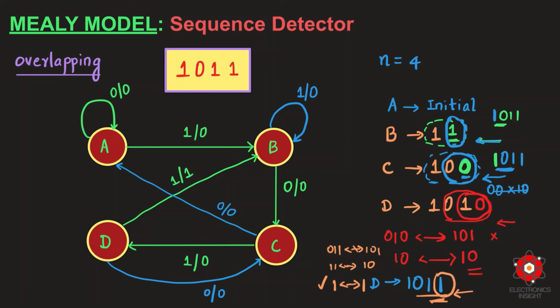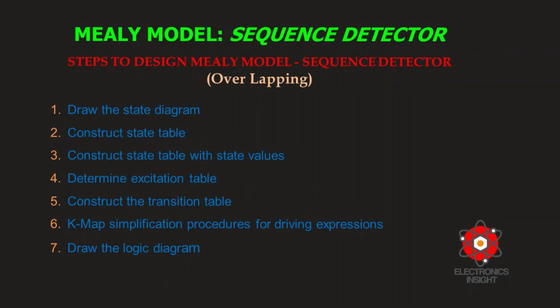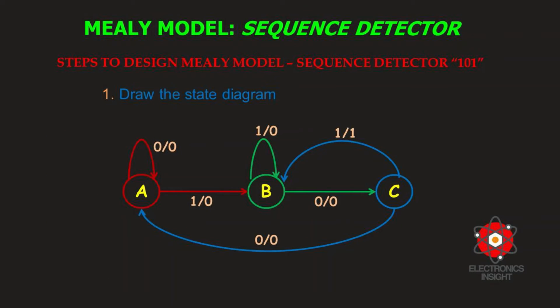Now, I would like to discuss the design steps for a Mealy model sequence detection process in the case of overlapping sequence. So first we need to draw the state diagram, construct a state table with state values, excitation table, transition table, and then the K-map simplification procedure, which you're all much familiar with, and then finally the logic diagram. So this is how a problem statement will look like, where you have to design a Mealy model sequence detection for an overlapping sequence of 101.